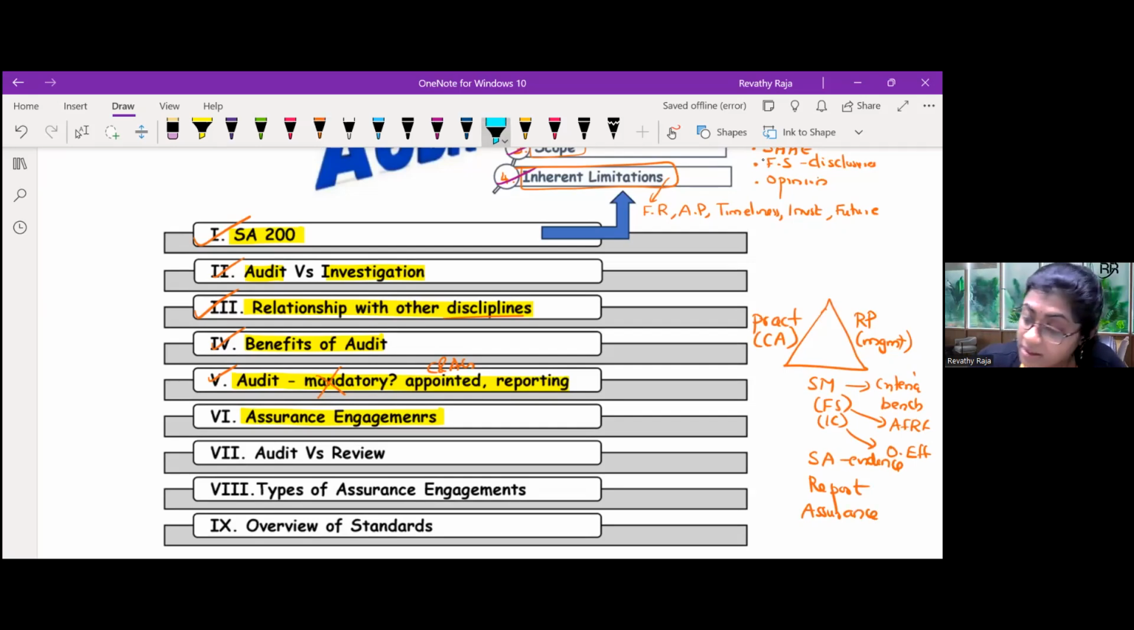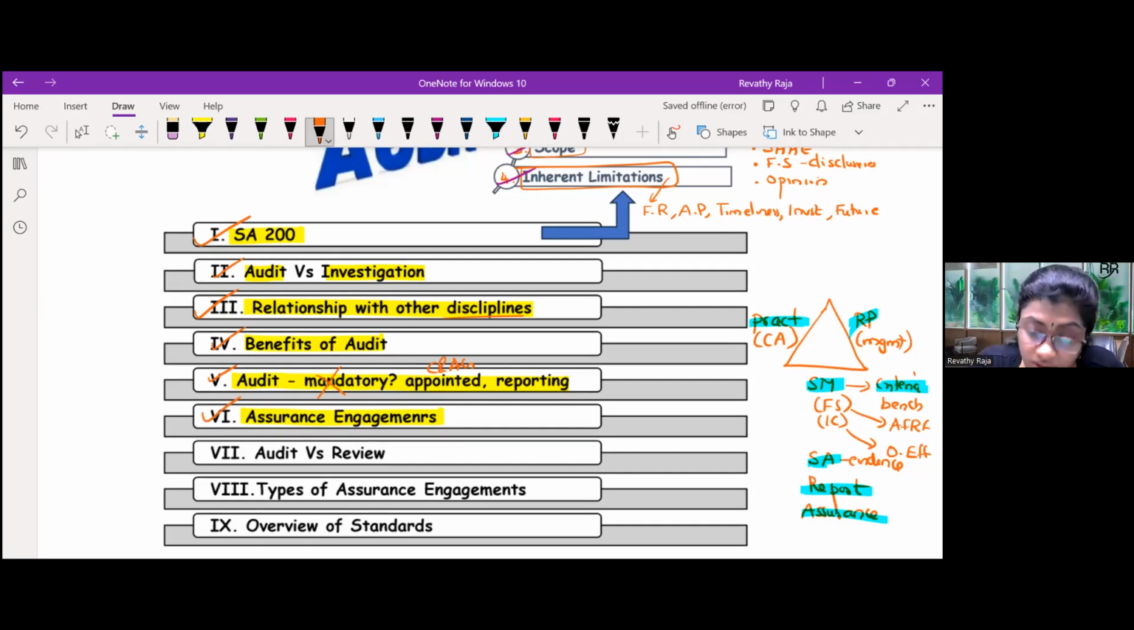When a practitioner is engaged to check the subject matter against the criteria which is prepared by the responsible party, for which we obtain sufficient and appropriate evidence and we give the assurance report. Such an engagement is called an assurance engagement.